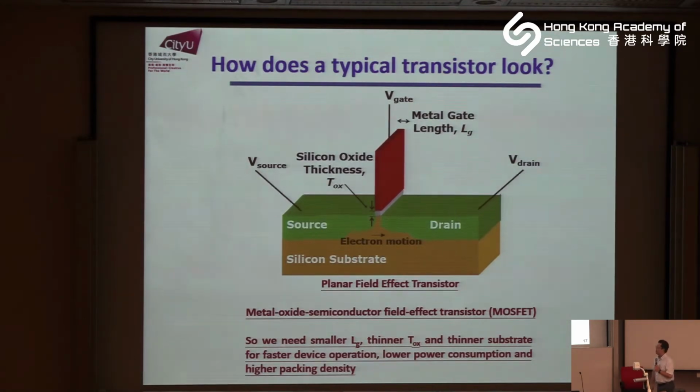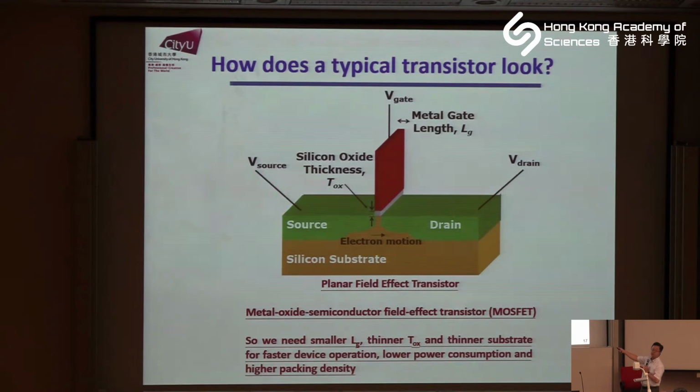Here is what we call a planar field effect transistor. Planar means all the configuration of the transistor is in a plane structure. A transistor is like a switch. In state 1, electrons flow from the source to the drain. In state 0, the electrons just cannot flow. And to control state 1 or 0, we use the gate.